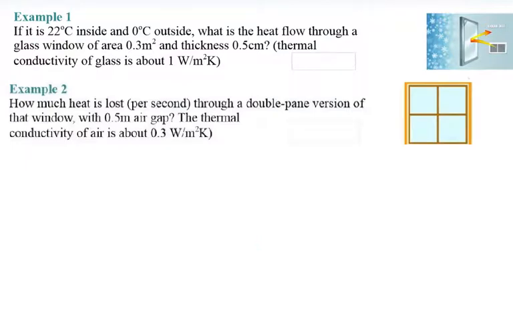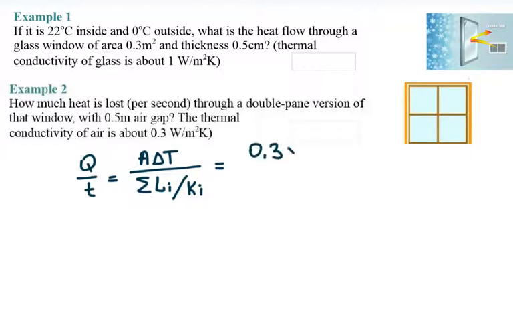In this second example, they ask how much heat is lost per second through a double pane version of that window, the problem that we just did, with a 0.5 centimeter air gap. The thermal conductivity of air is given to be 0.03 watt per meter Kelvin. So I can use the same formula, and I have the same area, 0.3, and the temperature difference is still the same, 22. I can say Kelvin or Celsius, it doesn't matter, because the difference would be the same.